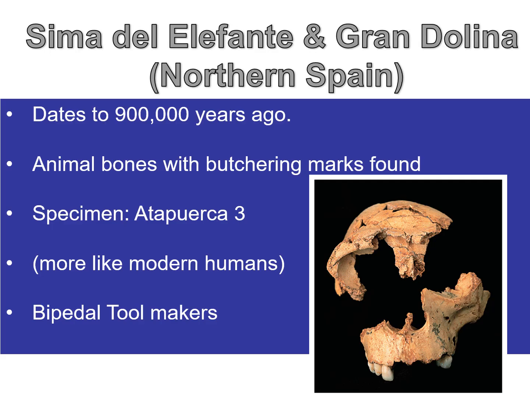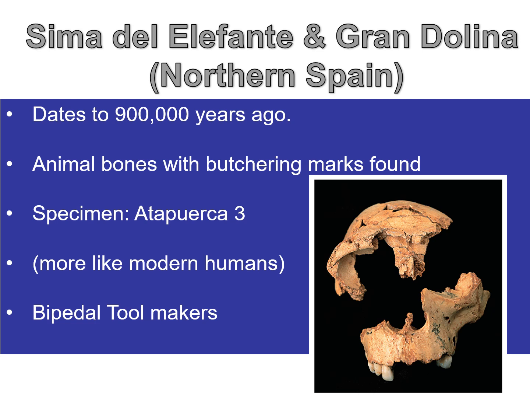We have two sites in northern Spain called Cima del Elefante and Gran Dolina. They date to around 900,000 years ago. We find animal bones with butchering marks. The specimen that you see featured here is one called Atapuerca 3. And they were more like modern humans in the sense of their brain size and some of the skeletal morphology.